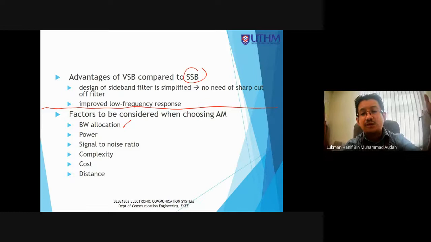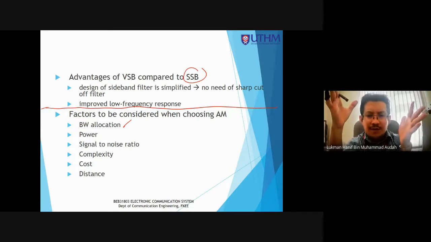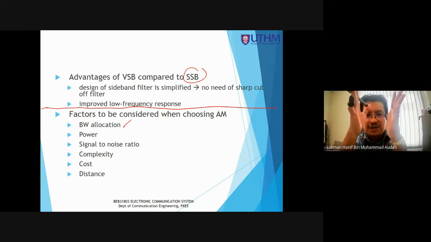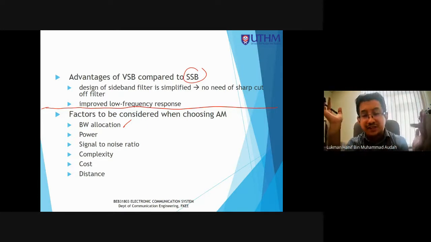So berapa besar bandwidth yang diperlukan? Kalau bandwidth limitation adalah kecil, maka kita tak boleh guna double sideband. We need to use single sideband.